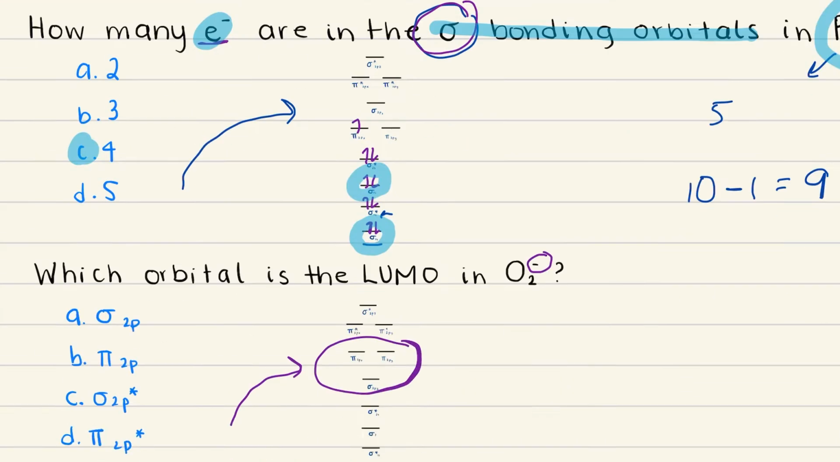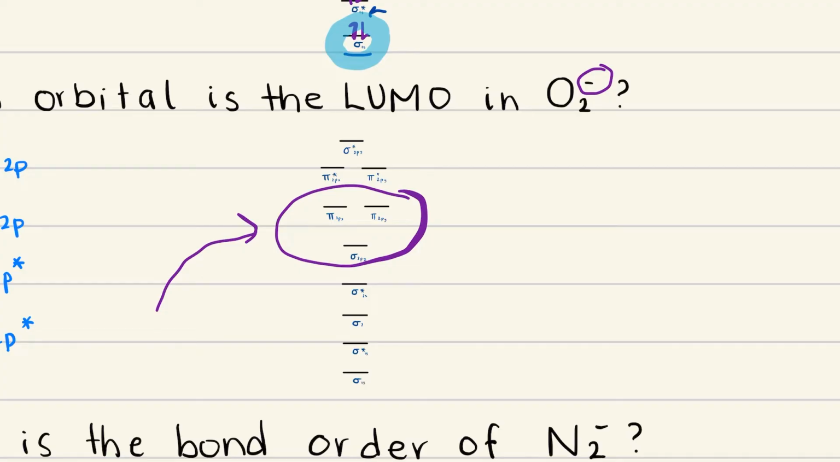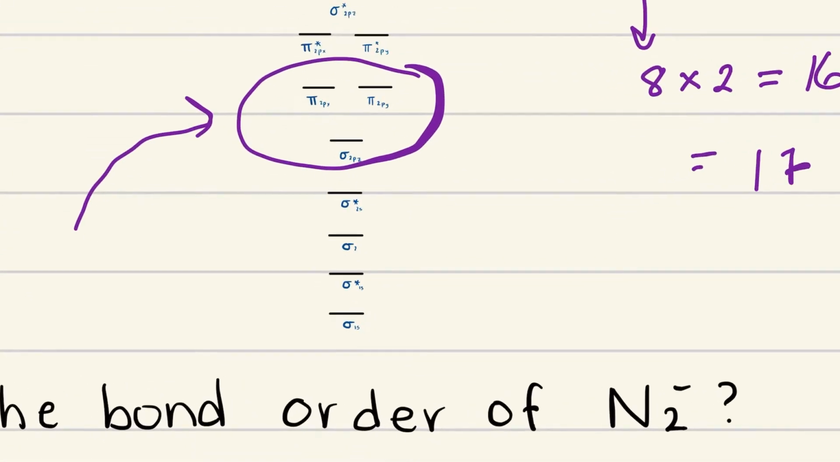So here we have the ordering for dioxygen. Every oxygen atom has a total of 8 electrons. So for 2 oxygen atoms, we have a total of 16 electrons to distribute. Since it has a -1 charge, it has an extra electron. This gives us a total of 17. The way that we want to fill our molecular orbitals is we're going to place 2 in the sigma 1s bonding orbital. We'll place 2 in the sigma star 1s anti-bonding orbital. Then we'll place 2 in the sigma 2s bonding orbital and another 2 in the sigma star 2s anti-bonding orbital.